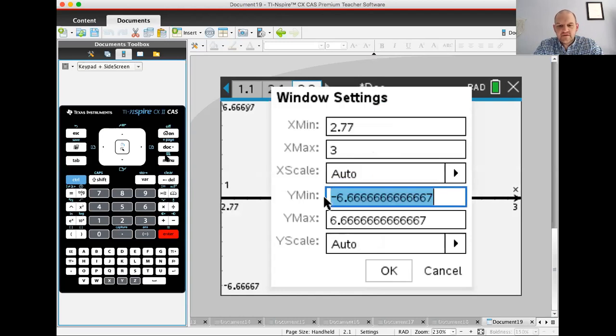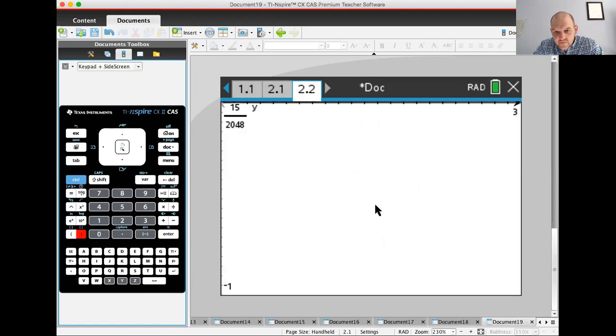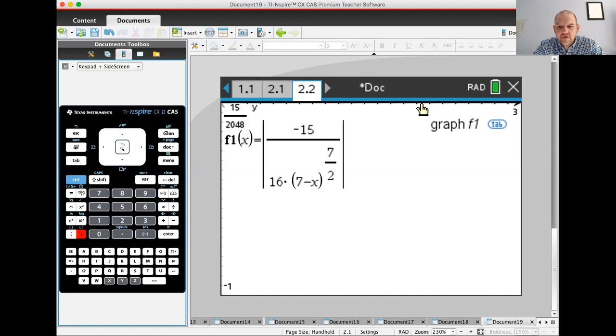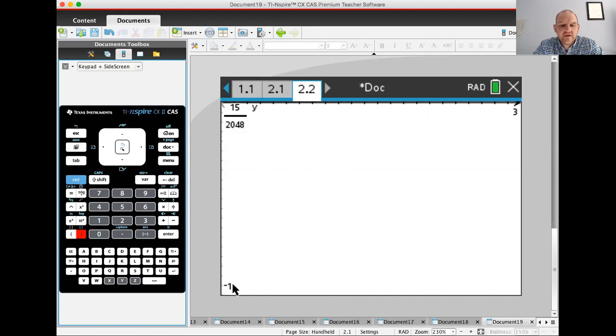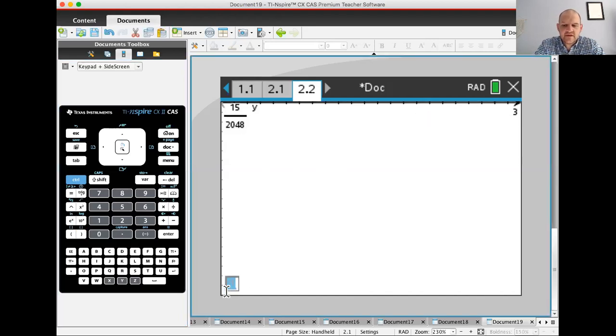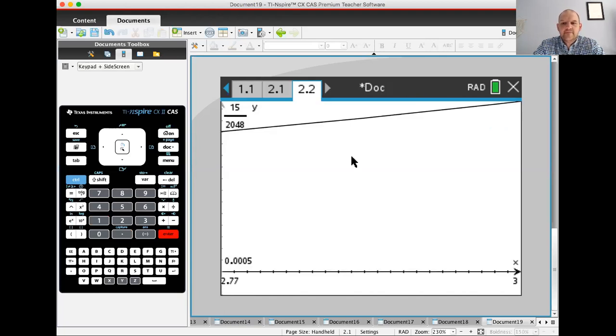Let's make the y-min be negative 1 and the y-max be f1 of 3, I guess. What happened there? Is it negative? Why would it be negative? Oh, because negative 1 is so much bigger. Let's do negative 0.001. There we go. Okay, so I had to make the y minimum really, really small because the y maximum is incredibly small.